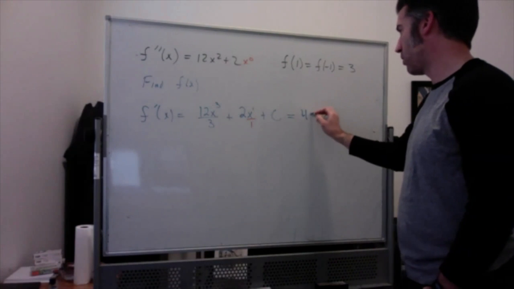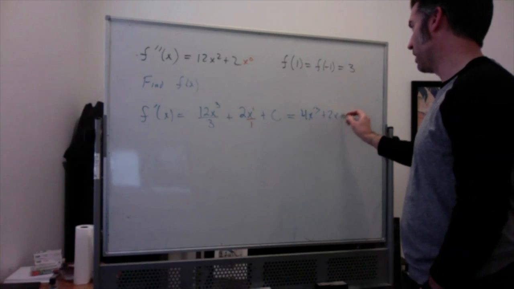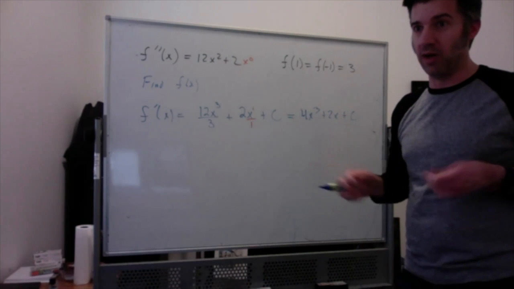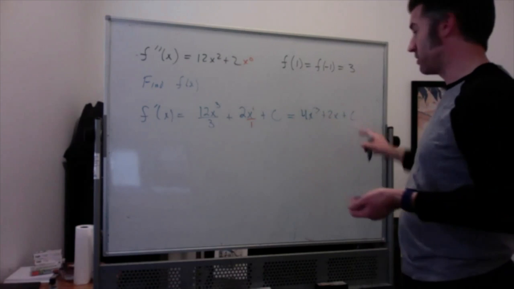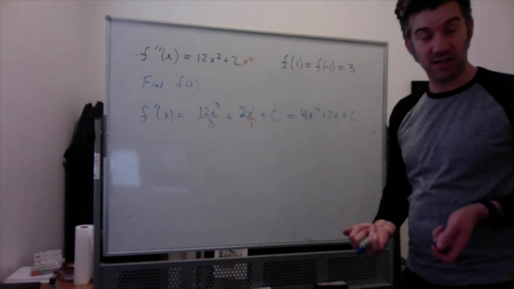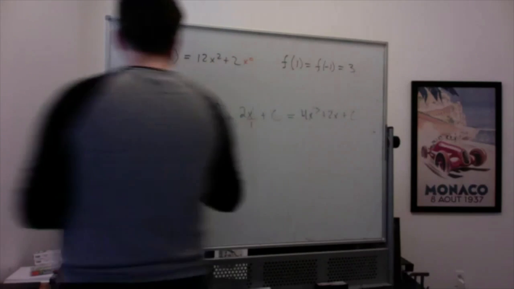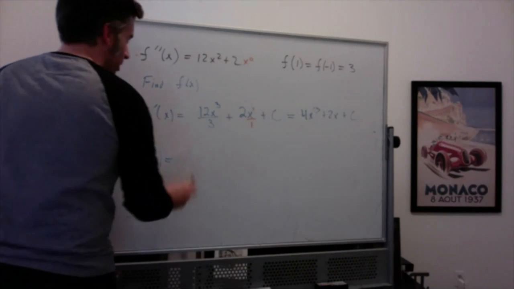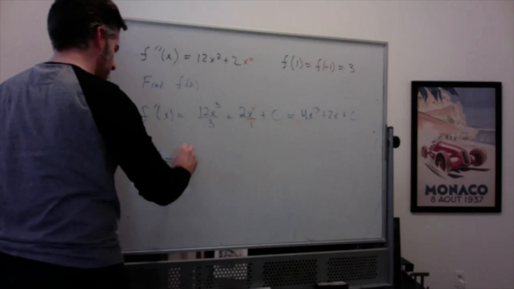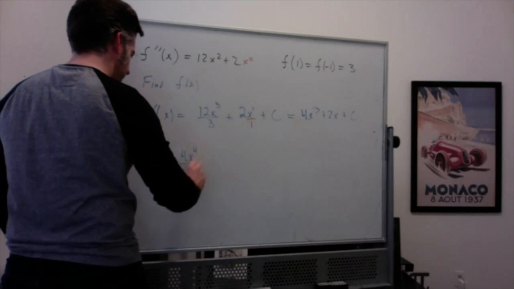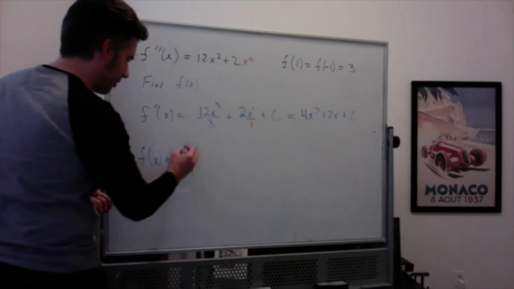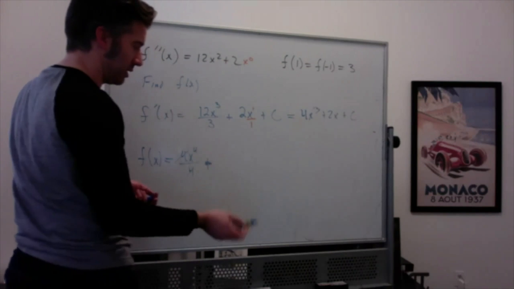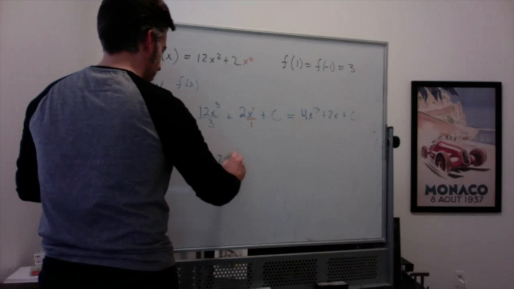That's going to be 4x cubed plus 2x plus c. And if someone had told me what f prime of 0 was, or f prime of something was, I could solve for c right now. But they didn't, so I can't. So I'm going to anti-differentiate again. So the antiderivative of 4x cubed is going to be 4x to the 4th over 4, or just x to the 4th. The antiderivative of 2x is going to be 2x squared over 2, which is just x squared.